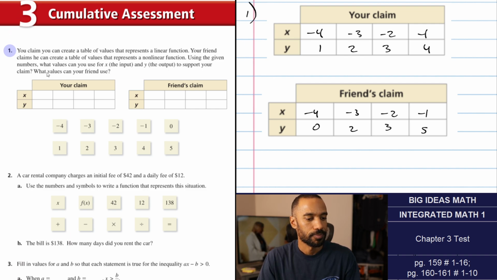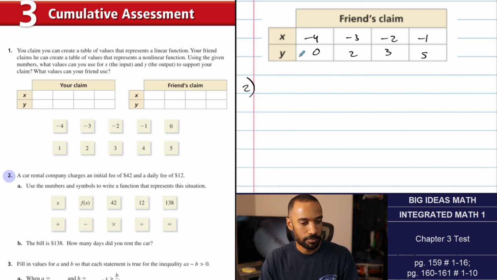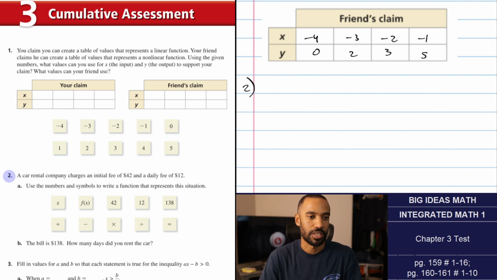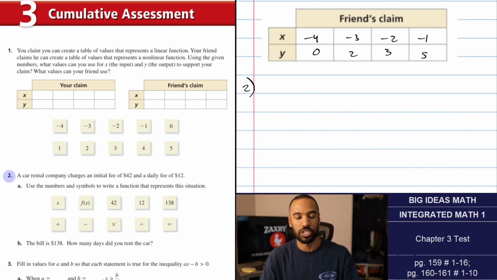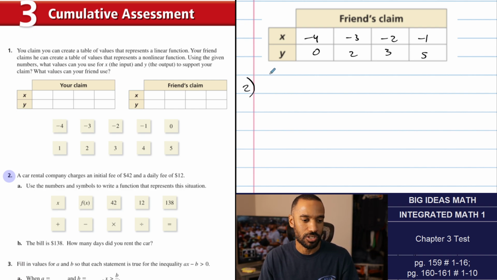Number 2, a car rental company charges an initial fee of $42 and a daily fee of $12. Use the symbols and numbers to write a function that represents the situation. Strangely enough, I don't know what chapter this is technically from, but out of chapter 3, they always wrote the equations for us. We never got to write ones for ourselves. So if this is chapter 3, this is a first. It charges an initial fee of $42 and a daily fee of $12.